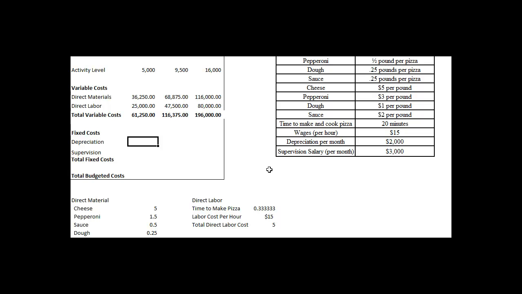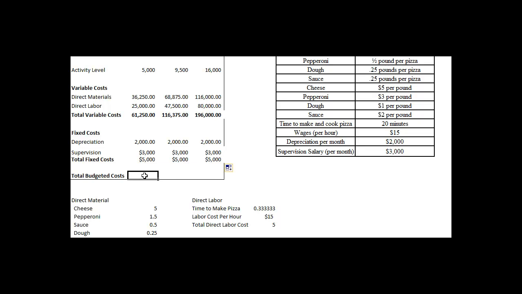My fixed costs, if they're fixed, they don't change in nature as long as we don't hit that threshold that exceeds the relevant range. So my depreciation is $2,000. Maybe that's my pizza oven or whatever else it might be. And if it's fixed, it's the same regardless of the level of activity. So that's going to be constant. And my supervisor salary is $3,000 a month. That is also constant, fixed, regardless of how many pizzas I make. So it should be $3,000 at all levels of activity. So my total fixed cost is the $5,000 by adding those two together.